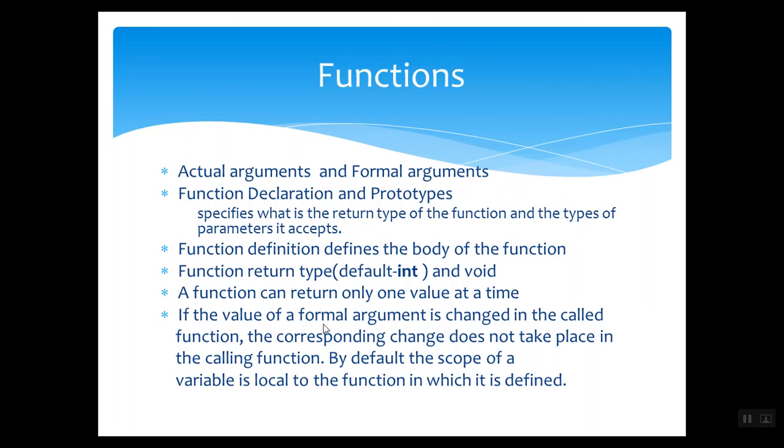Another thing we learned about formal arguments and actual arguments: if you change the value of a formal argument, that will not have any impact in the calling function. This is what we are saying here. If the value of a formal argument is changed in the called function and the corresponding change does not take place in the calling function, by default the scope of a variable is local to the function in which it is defined. So we also created one demo function where we changed the value of x from 2 to 12 in your called function, but that didn't have any impact in the calling function.